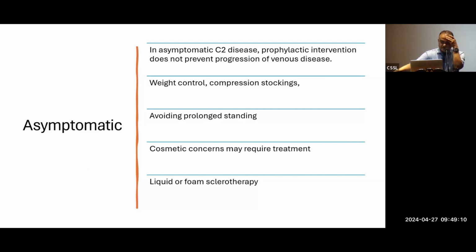Asymptomatic patients, C2 patients, prophylactic intervention does not prevent progression of venous disease. That's very important in the guideline because sometimes patients come and say they want the treatment to make sure that it doesn't progress in the future. So the guidelines definitely say no, there is no indication to do that just for prevention of future progression. What you do instead is tell the patient about weight control, compression stockings to minimize progression and symptoms, avoiding prolonged standing, and only if the patient has cosmetic concerns can you treat.